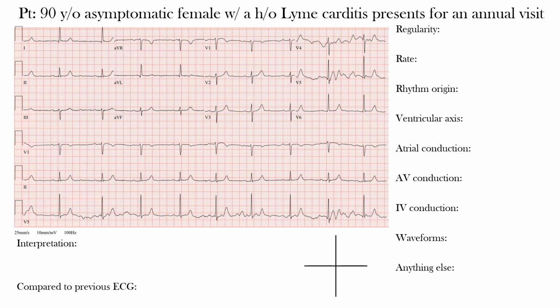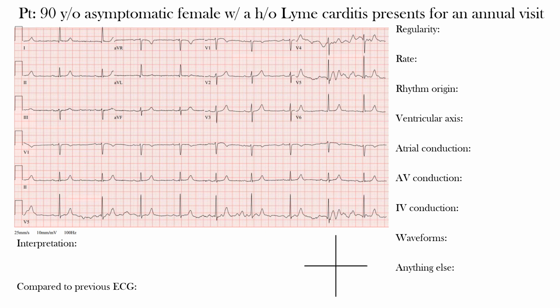Then we have the waveforms, which would include all the waves, segments, and intervals. And lastly, anything else, meaning is there anything else that we've missed or still need to mention, such as abnormal R-wave progression or a transitional zone in the precordial leads. After that, we'll use all this information that we've gathered to make our final interpretation of the EKG. Now I want you to pause the video and take a few minutes to go through it yourself. When you're ready, start the video and we'll walk through it together.